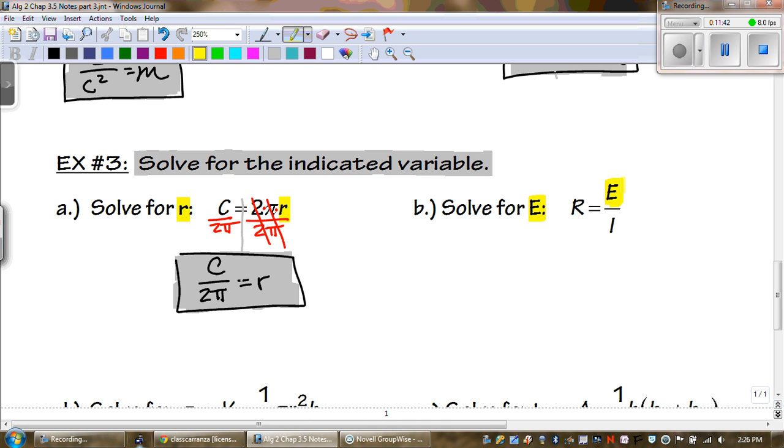Letter B. Do you guys know what R equals E over I is? Okay. It's something to do with electricity. Mechanics, electricians, tons of people use this formula all the time. So if I want to solve for E, right now it's being divided, remember that bar means division. And to get rid of division, we need to multiply. So multiply both sides, and then we get I times R equals E.